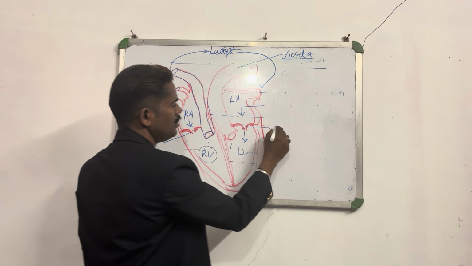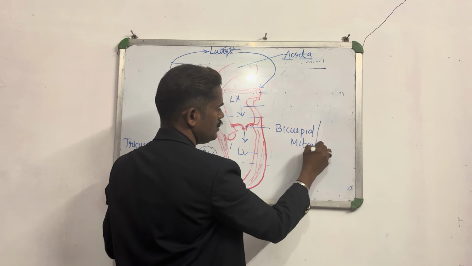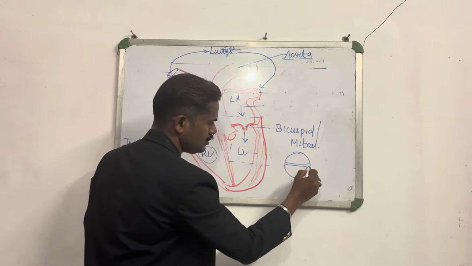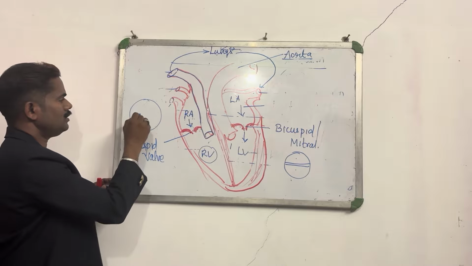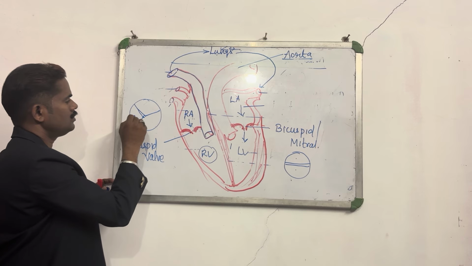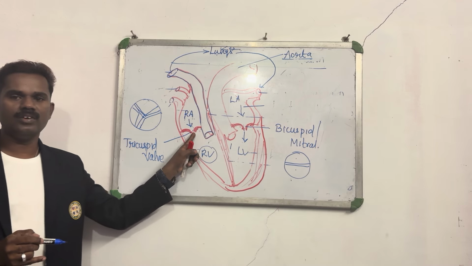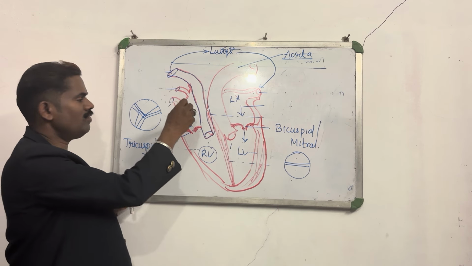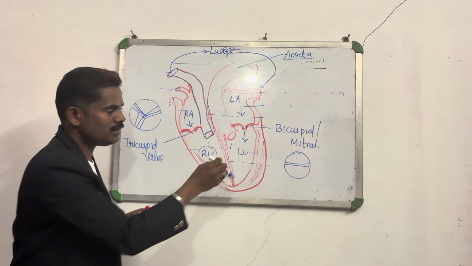At the same time, blood flows from left atrium to left ventricle, and here there is a valve. This is called a bicuspid valve or mitral valve. This valve has only two cusps, that's why it is called a bicuspid valve. And here three cusps are there, that's why it is called a tricuspid valve. So these two valves ensure the unidirectional flow of blood from right atrium to right ventricle and left atrium to left ventricle, and prevent the backward flow of blood.